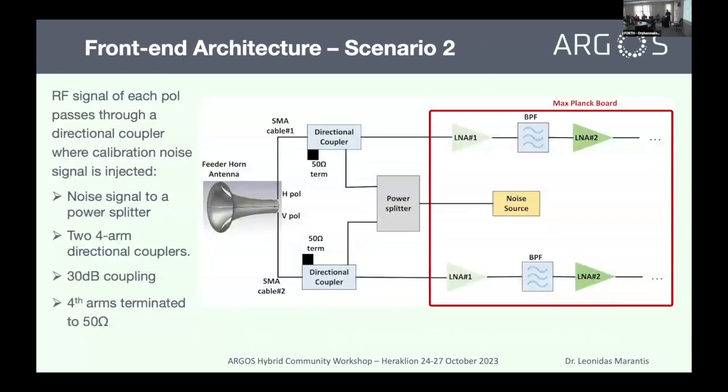The next front-end architecture scenario that we investigated is using two directional couplers, 4-arm directional couplers with 50 ohm terminations at the fourth arm, and a power splitter in order to take the noise signal from the noise source and split the noise signal to the two directional couplers. And so this is the next scenario that we investigated.